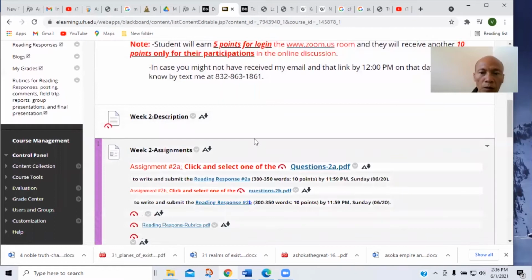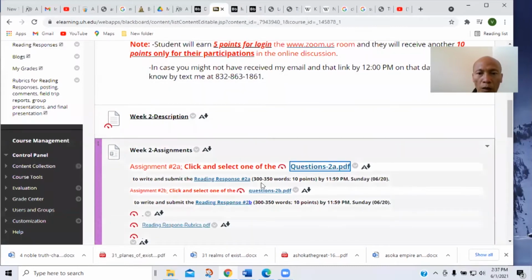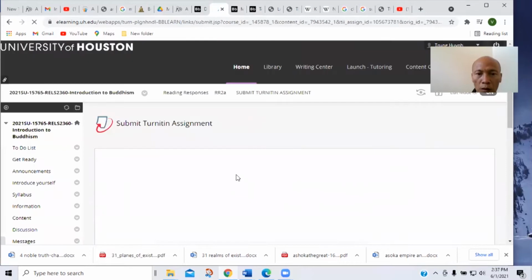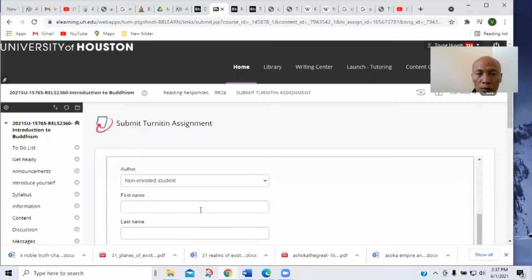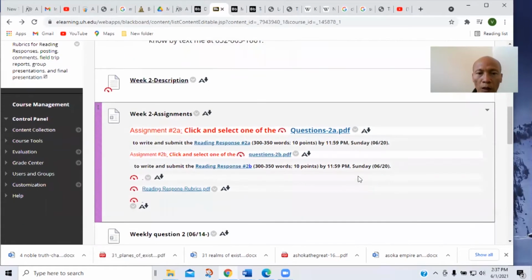For the assignment, you need to read the list of questions. You can pick any question from this list and respond to one of them for at least 300 words. And after you read that response, submit here, click here to submit. And you go down here, put your name and so forth. Okay, and please, the deadline is Sunday, June 20, and for assignment 2B, you do the same way.